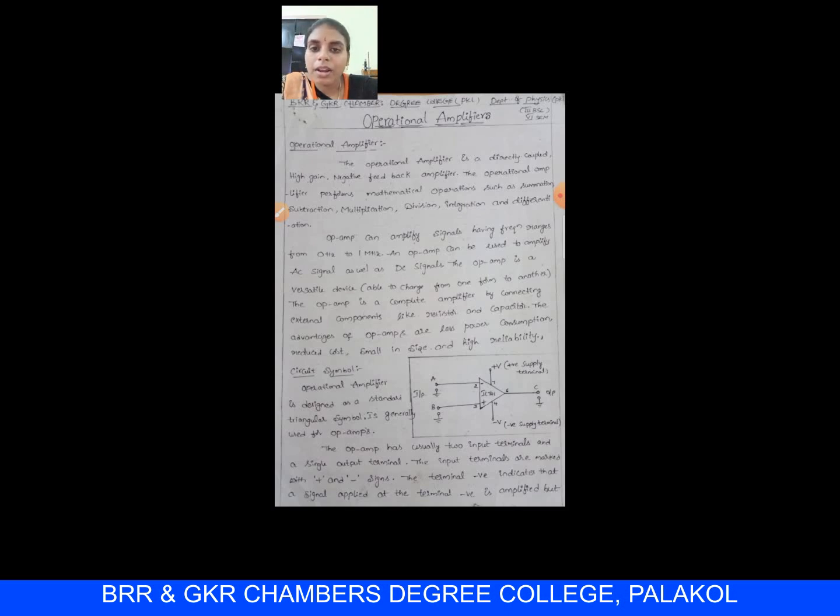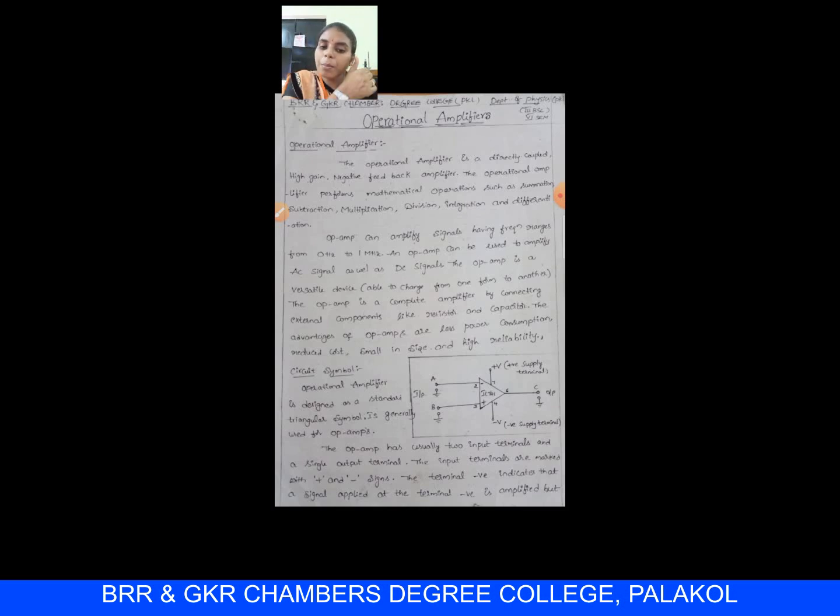The first terminal is the inverting input terminal and the second terminal is the non-inverting input terminal, which are marked with negative and positive signs. The output terminal is named C, and the input terminals are named A and B. They are also numbered 2 and 3, and the output terminal is numbered 6. There are also two other terminals, the supply voltage terminals: the seventh terminal is the positive supply terminal and the fourth terminal is the negative supply terminal.